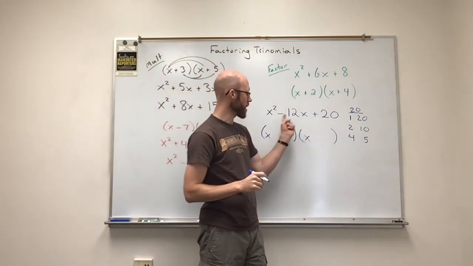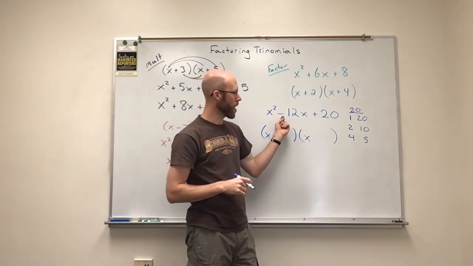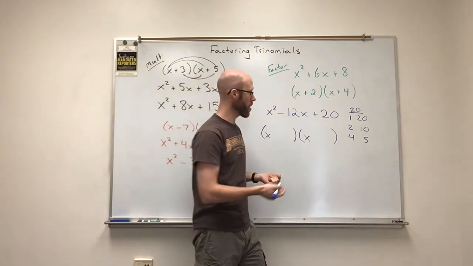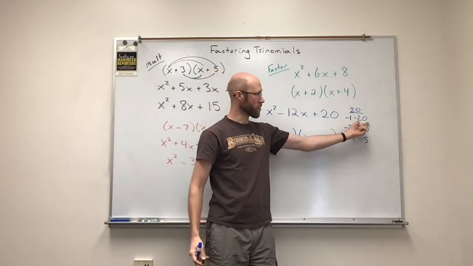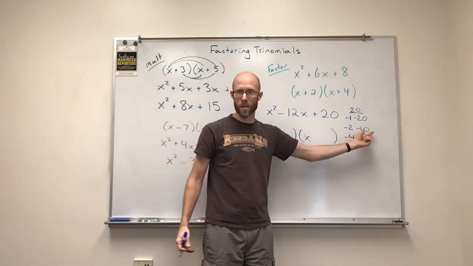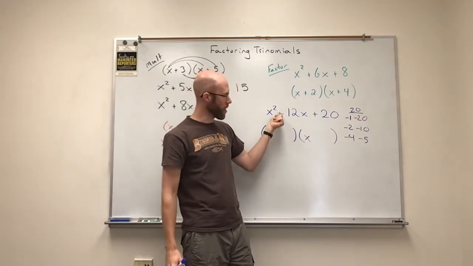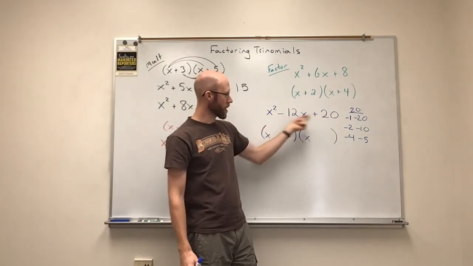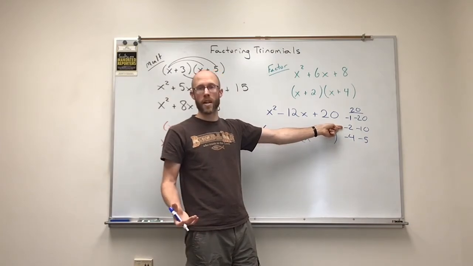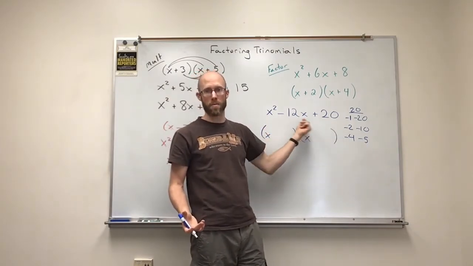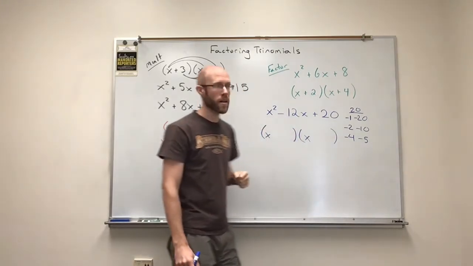But notice I need them to add up to a -12, not a +12. So I'm going to have to make them all negative to make that work out, right? So negatives on everything. So -1 times -20 is 20, -2 times -10 is 20, and so forth. Now, the only combination that adds up to -12 is -2 and -10. You're never going to find a case where there's multiple combinations that add up to the number in the middle. There's always going to be one. So -2 and -10 will work.